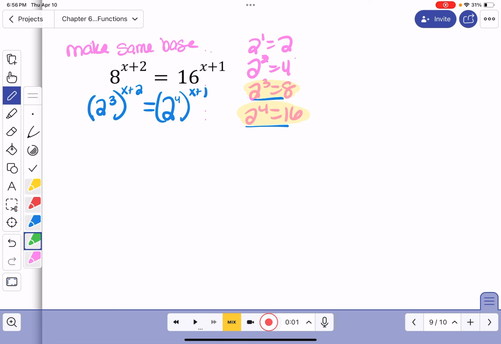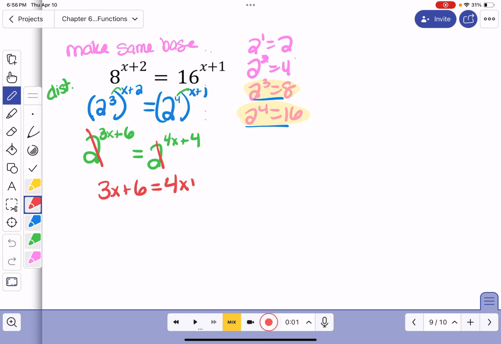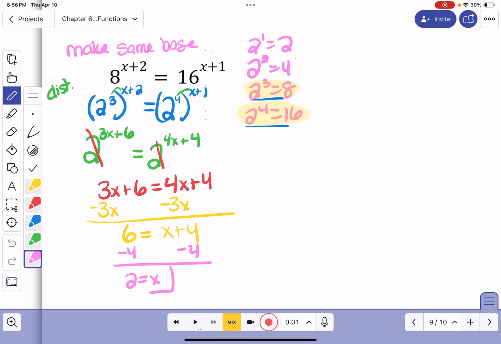Now our power to power rule means we multiply. So 3 times x is 3x, and 3 times 2 is 6. And then we do the same thing over here: 4 times x is 4x, 4 times 1 is 4. So we're distributing the exponent. And now we have the same base, so we can ignore them and solve. I'm going to subtract 3x, so I get 6 equals x plus 4. And I'm going to subtract 4, so I get 2 equals x.